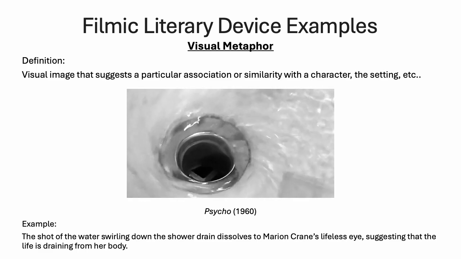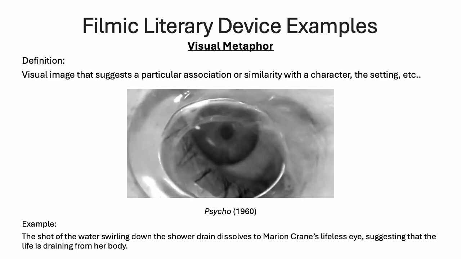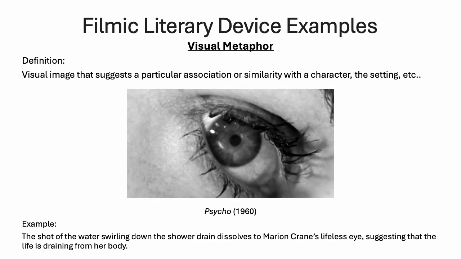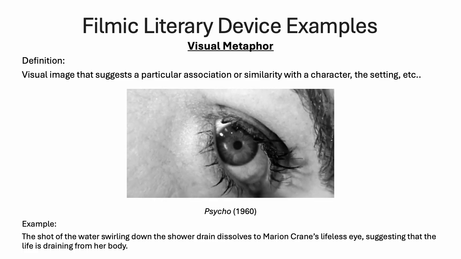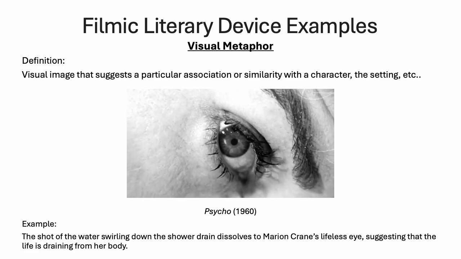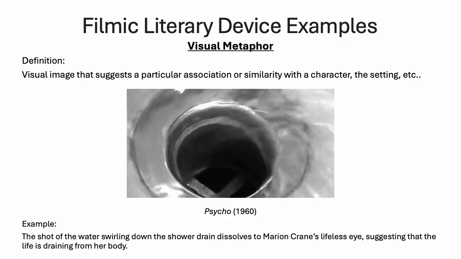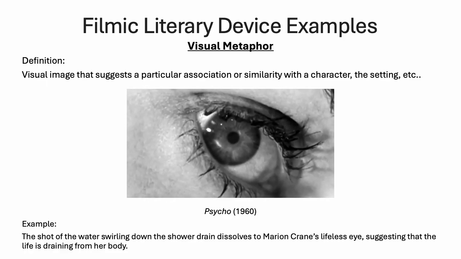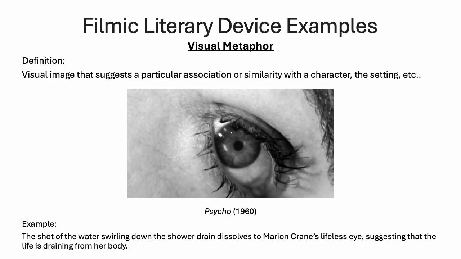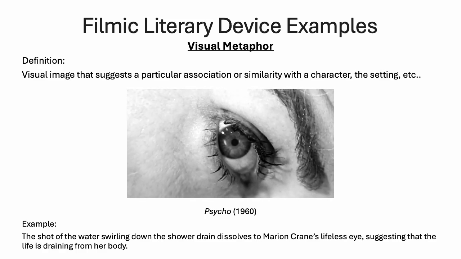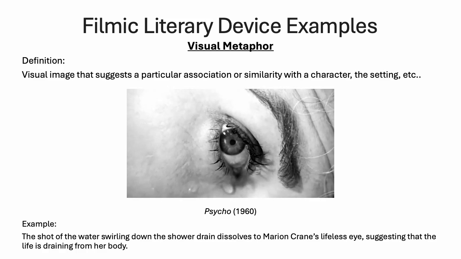Let's now take a look at the idea of visual metaphor. It's defined as a visual image that suggests a particular association or similarity with the character or setting or some other element in the film. An example of visual metaphor is in the film Psycho. In the famous shower scene, after Marion Crane has been brutally murdered, a shot of water swirling down the drain dissolves to a shot of her eye. Now, this visually and symbolically indicates that the life is slowly draining from her body.